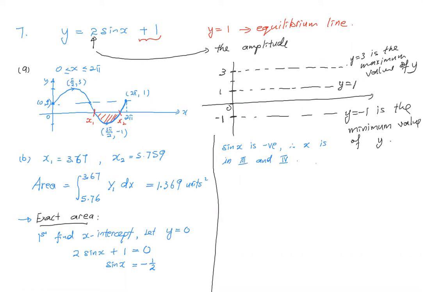Correct? So the acute angle is sin inverse half. You don't care about the sign. So sin inverse half, what is the value? Pi over 6. Yeah, pi over 6.